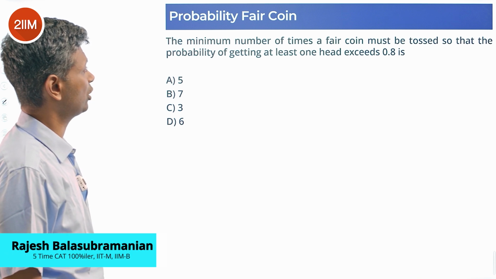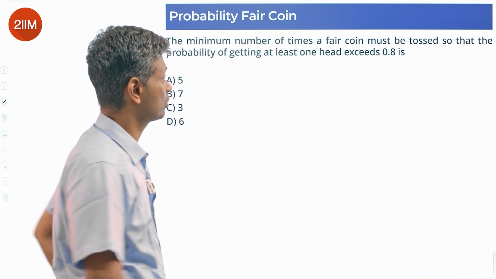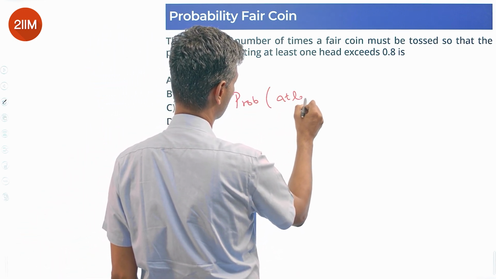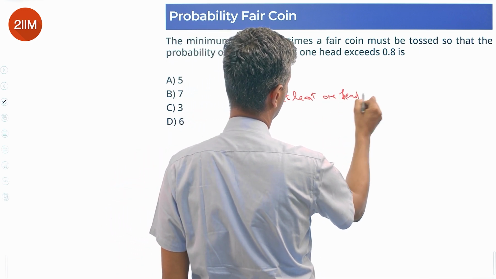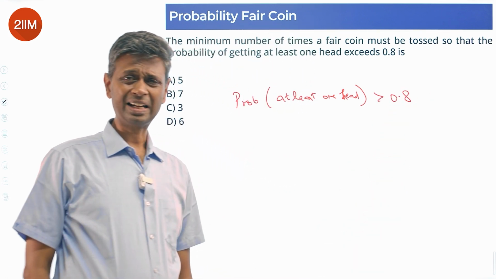The minimum number of times a fair coin must be tossed so that the probability of getting at least one head exceeds 0.8. Probability of at least one head is more than 0.8. What is at least one head?